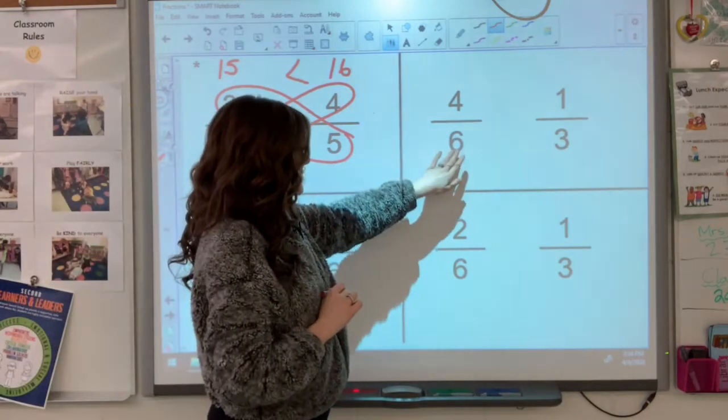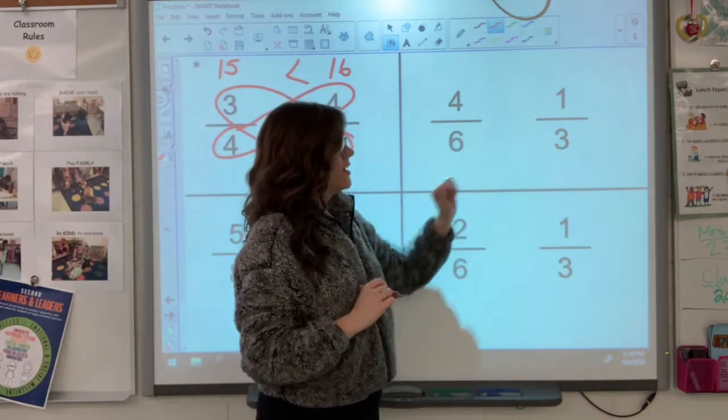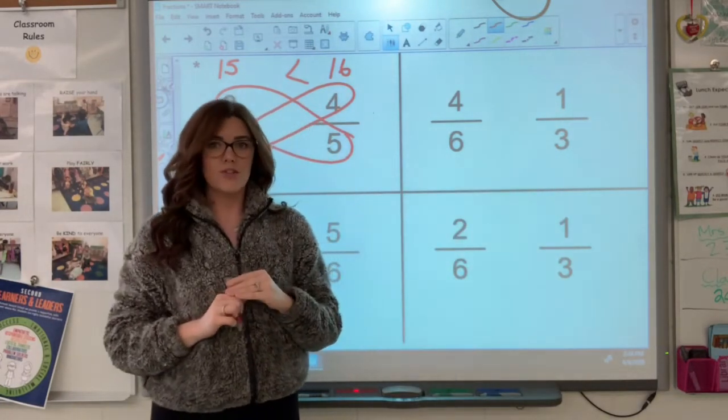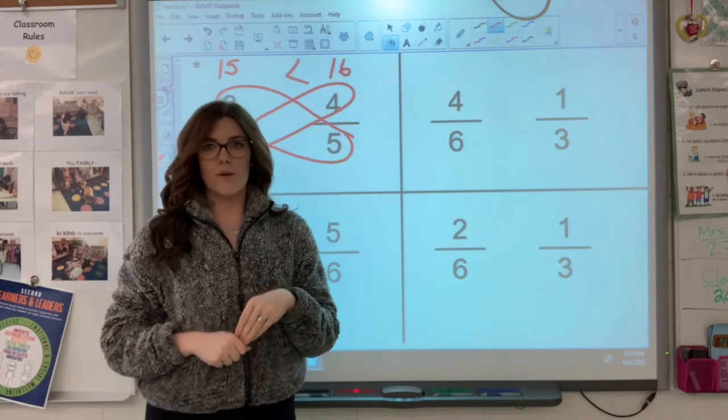We have 4/6 and 1/3. I want you to write these two fractions on your whiteboard, pause the video, and use cross multiplication to find out which one is bigger.